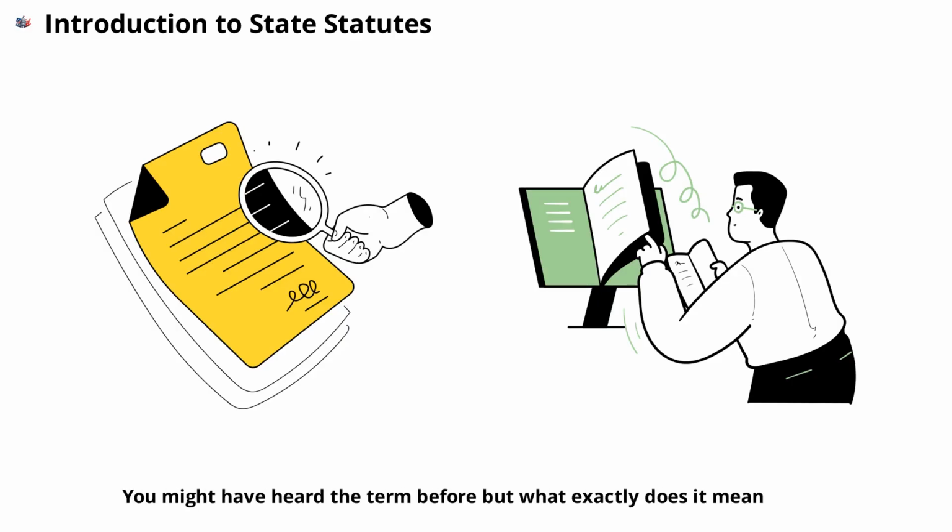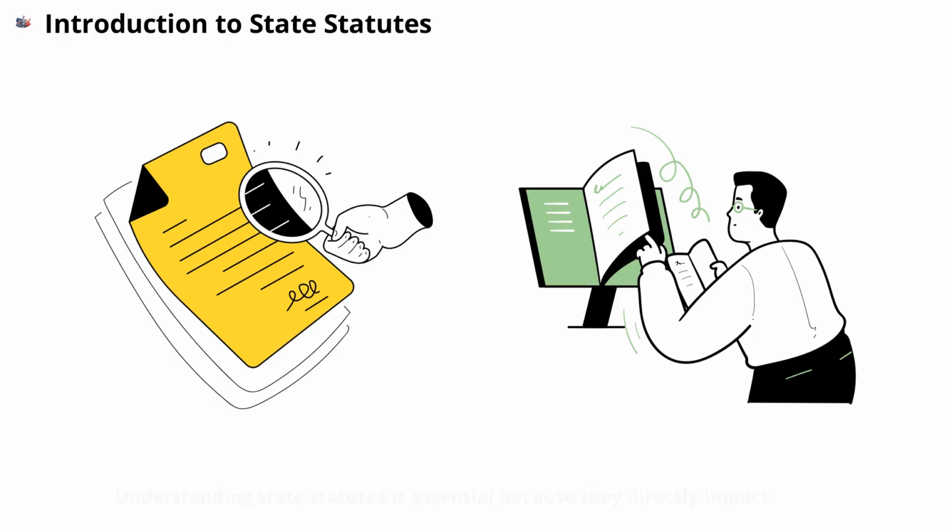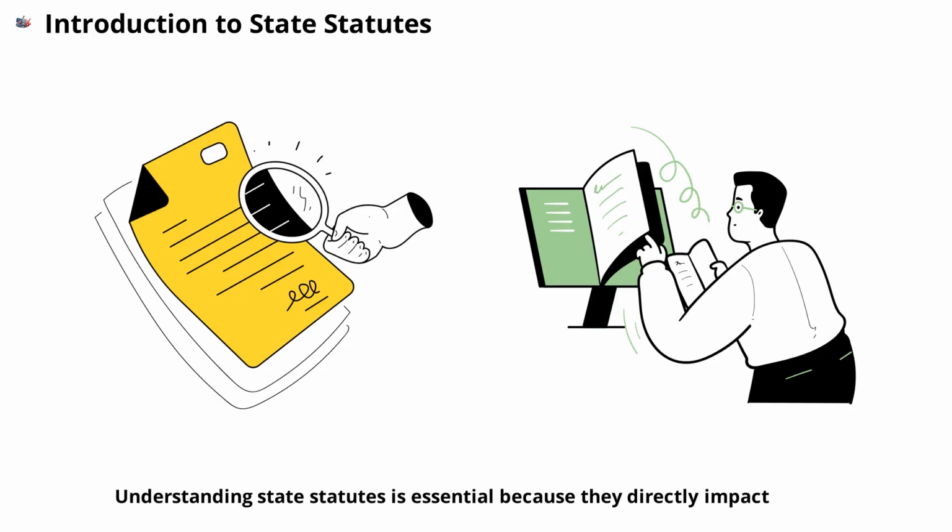You might have heard the term before, but what exactly does it mean? State statutes are laws that are passed by a state's legislative body, such as a state legislature or assembly. These laws govern a wide range of issues, from criminal offenses to business regulations, and even matters like education and transportation. Understanding state statutes is essential because they directly impact the daily lives of everyone living within that state.